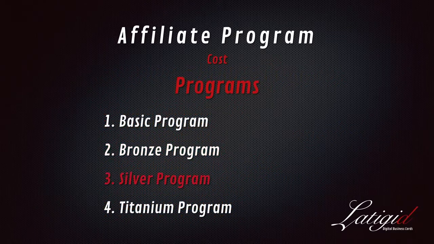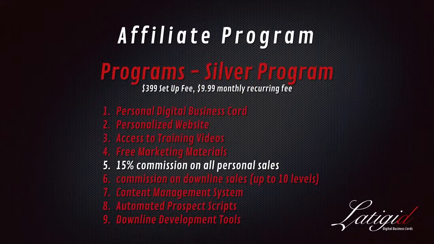Then we have the silver plan. The silver plan is $399 setup, and it is $9.99 per month. Now, I forgot to tell you, the bronze program is $199. You get 4 digital business cards with that. Now, you can choose to use those yourself. You can gift them to other people, or you can sell them to other people. That's totally up to you.